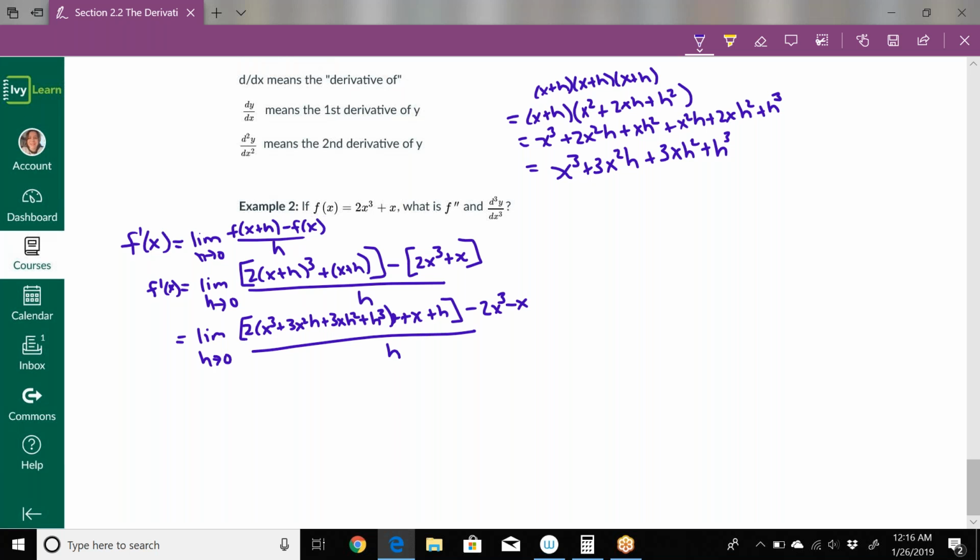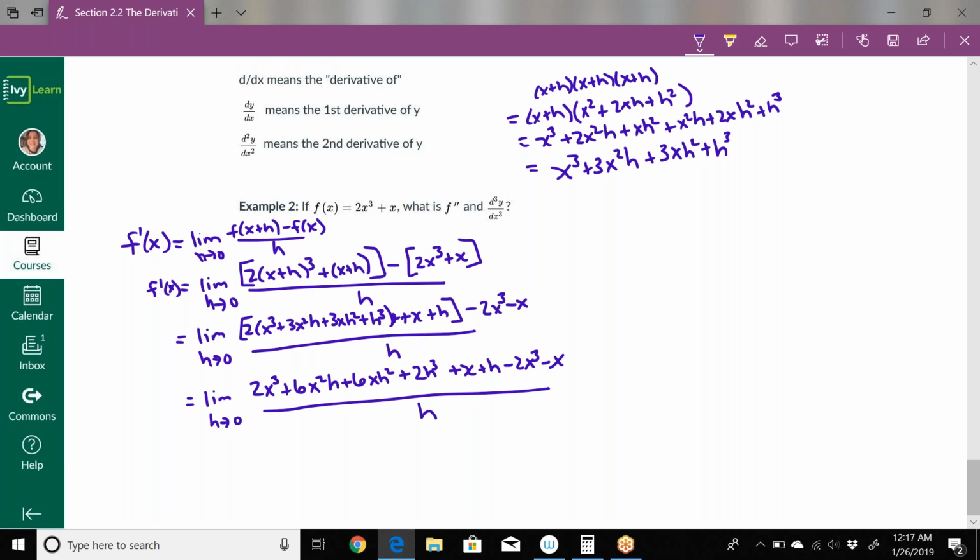Okay, so let's work on this inside here. We need to distribute that 2. So this is going to be 2x cubed plus 6x squared h plus 6xh squared plus 2h cubed plus x plus h minus 2x cubed minus x, all over h.